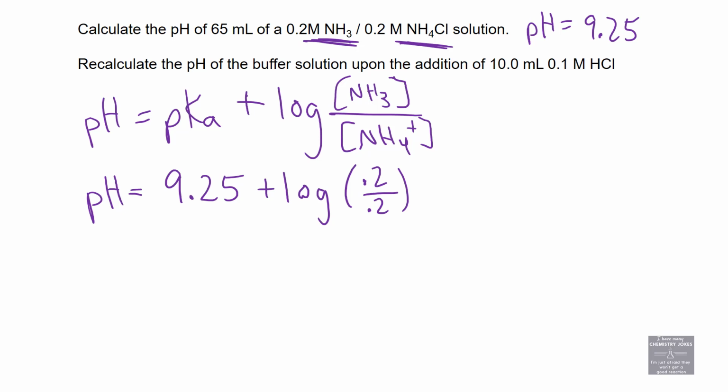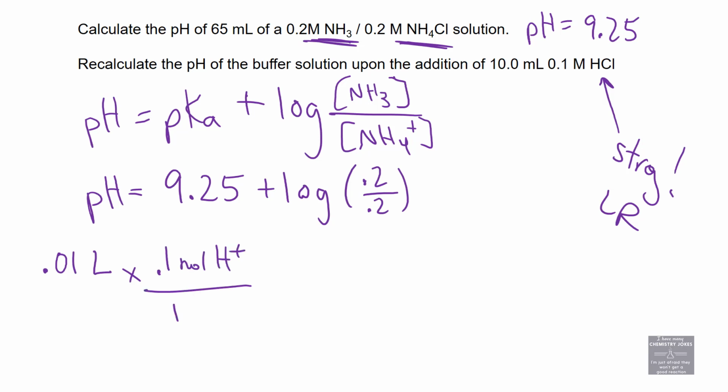Recalculate the pH upon the addition of 10 milliliters of 0.1 molar HCl. Number 1, this is a strong acid, therefore limiting reactant table is necessary. Because it's strong, you must do limiting reactant. So we're going to write the limiting reactant stuff on the next page. However, let me calculate a couple of things on this page. 0.01 liters times 0.1 moles of H plus, strong acid here. And that leaves me 0.001 moles of H plus.